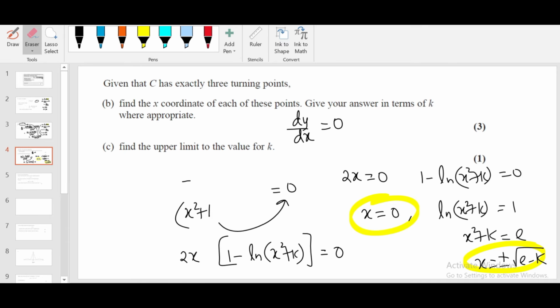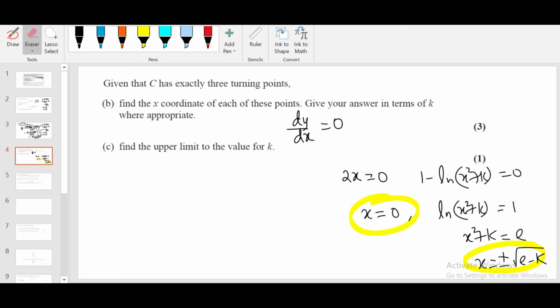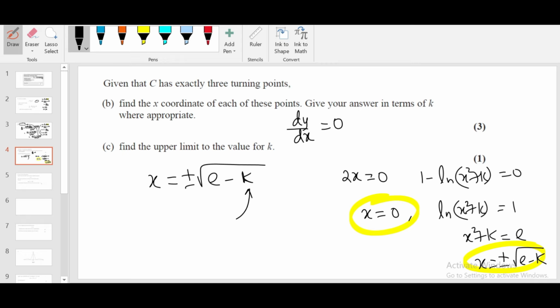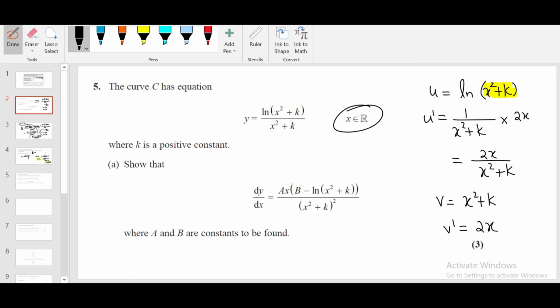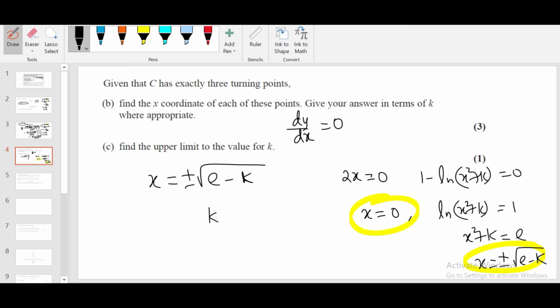Now find the upper limit of k, part C. If you look at the answer, x is plus or minus square root of (e minus k). If k is bigger than e, you will get the square root of a negative number. So k has to be smaller than e, but it says k is positive, right? So k should be smaller than e, so that you will get the square root of a positive number. So that's just a 1 mark question for part C.